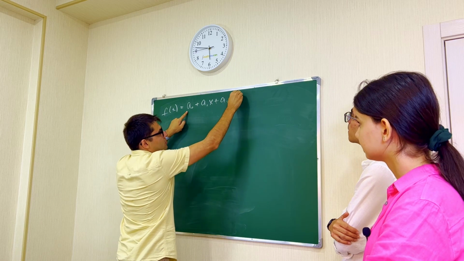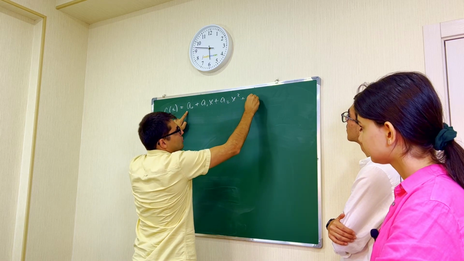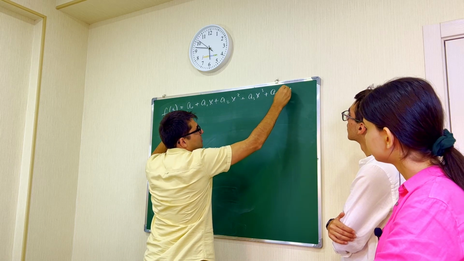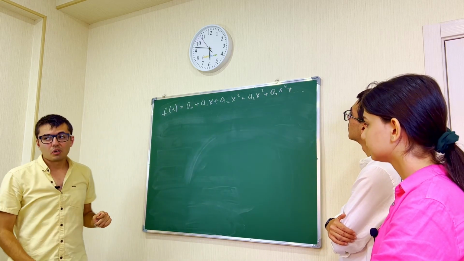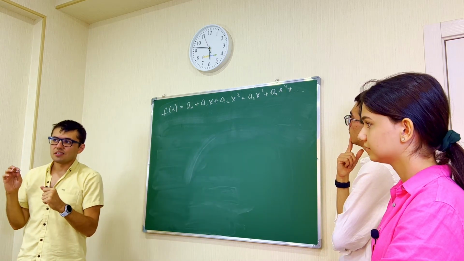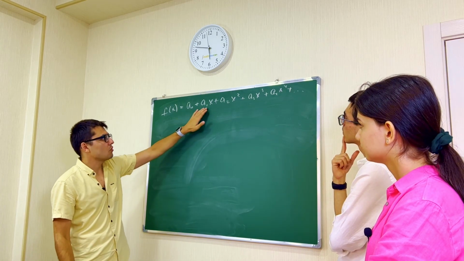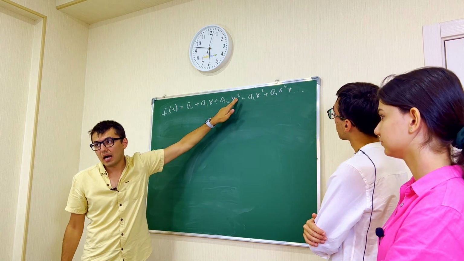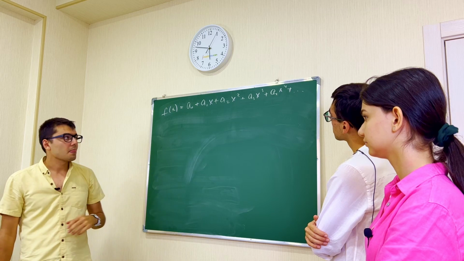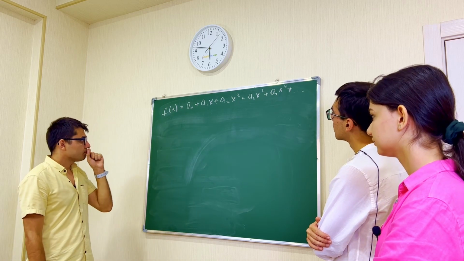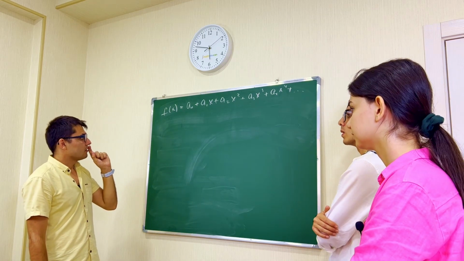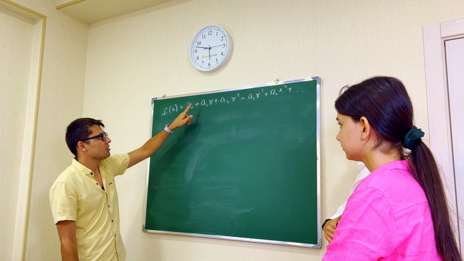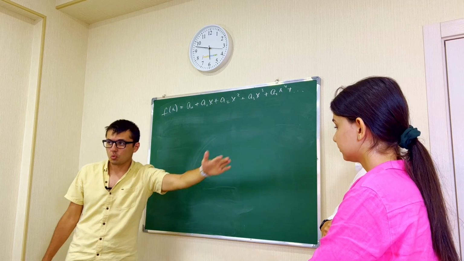So something like this: a0 plus a1 x plus a2 x squared plus a3 x cubed plus a4 x to the power of 4 plus so on. By the way, if you're not familiar with the term polynomial, a polynomial is just the sum of terms where x has a non-negative natural power. Okay, so now the main question is how we can find the coefficients a0, a1, a2, a3, and so on.